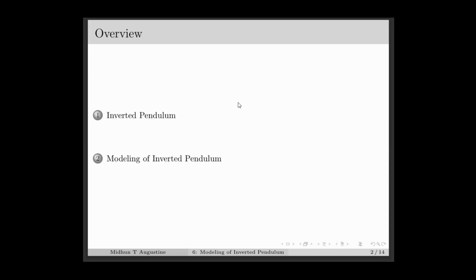Here is the overview of the lecture. We will be starting with a brief introduction to the inverted pendulum and a description of the variables associated with it. Then we move on to the mathematical modeling of the inverted pendulum.